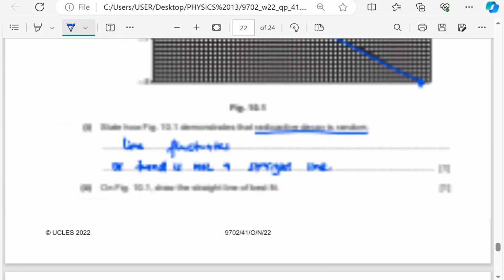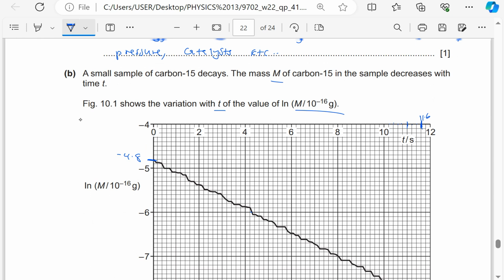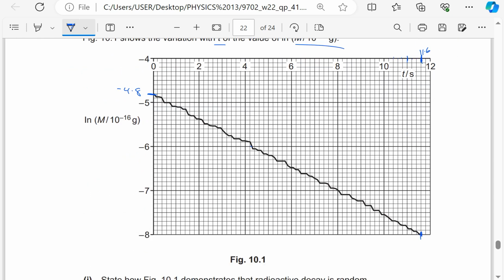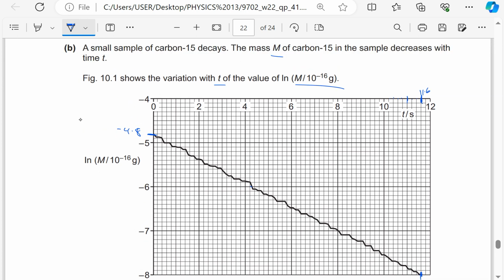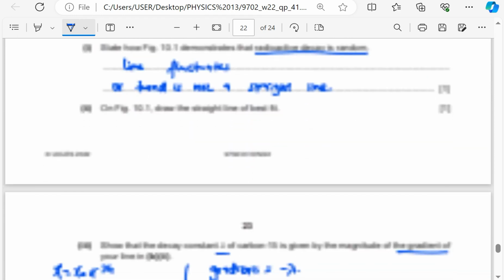Okay, I'll have to check this again. The scale on the vertical is 0.2, so this is 4.6, not 4.8. Sorry. What is the scale here? 1 divided by, so it's 0.1. 1, 2, 3, 4, 5, 6, 7. It is 4.8. That's negative 4.8.